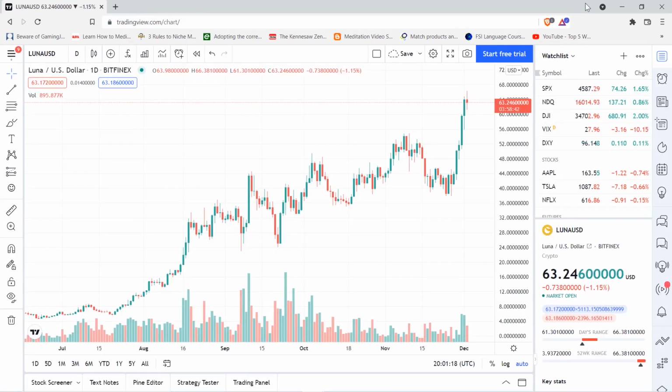Okay, guys, I want to cover price action for Luna, and I love looking at charts. I love playing with charts. I love pressing all the buttons and seeing what they do. So this is really fun for me.